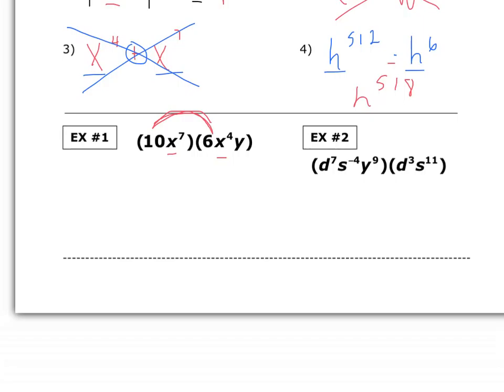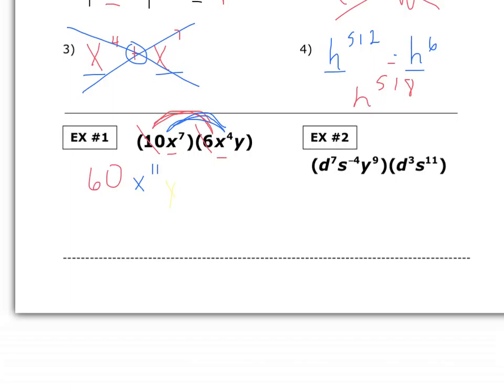Okay, so 10 times 6 gives us 60. Now those will go away. And then we know that x to the 7th times x to the 4 can use the product of powers, so we can add our exponents. Okay, so once again, we're looking at these guys. We're adding our exponents, and that gives us x to the 11th. 7 plus 4 is 11. And then we just have lonely old y sitting out there by himself. Okay, so 60x to the 11th y would be our solution for that guy.